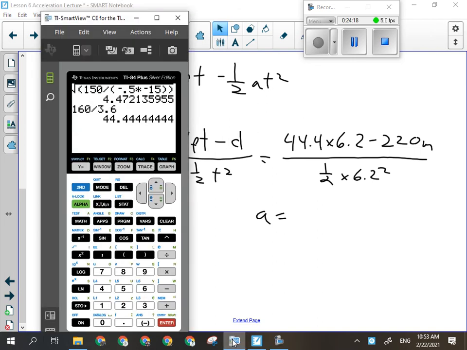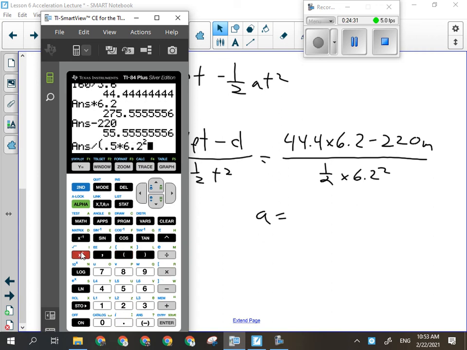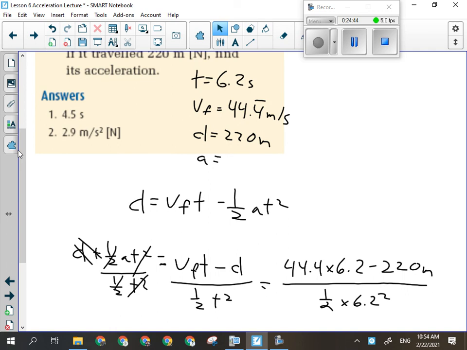So when I'm plugging all that in, I'll take that and multiply by 6.2. Okay, subtract 220, and then divide that by 0.5 times 6.2 squared. All right, so I'm getting an acceleration there of 2.9 meters per second squared north. Okay, making sense? So there's a lot of algebra in acceleration because you've got a lot of formulas that you have to move stuff around in. Okay, the big thing for acceleration is looking at your givens and deciding which of the formulas you have, and you have 5 of them, that you should use.